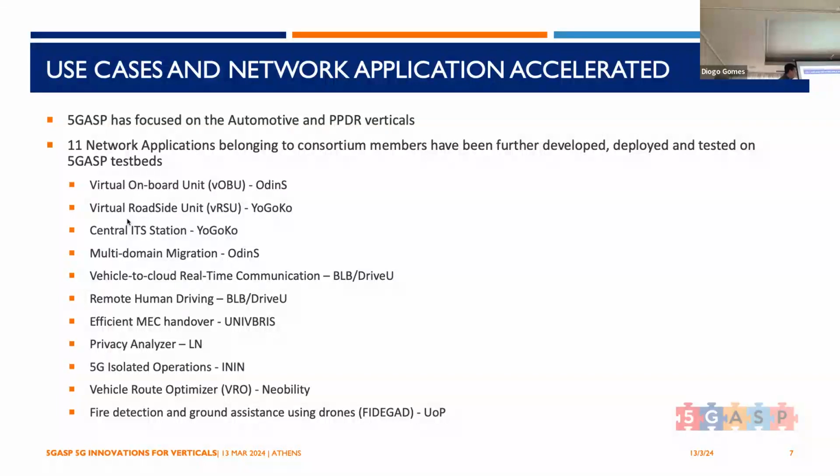I mentioned the vehicle route optimizer from Neurability, a startup from Romania. Inian provided us with 5G isolated operations, the privacy analyzer was provided by Lambda Networks, and efficient MAC handover was provided by University of Bristol. So all these applications have been tested in our test beds, not just in one test bed, but deployed in our fabric, in our interdomain fabric. We have been able to show publicly some of these applications being deployed and validated and experimented with during the past 3 years of the project.